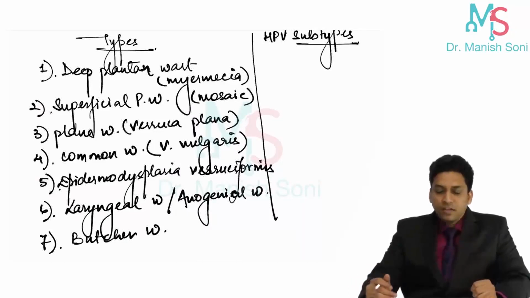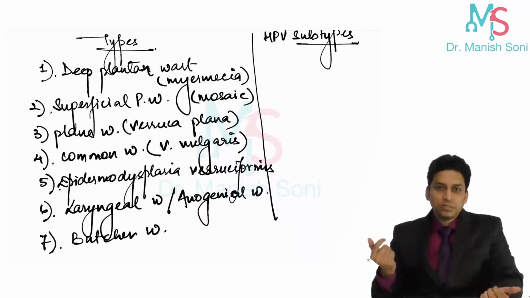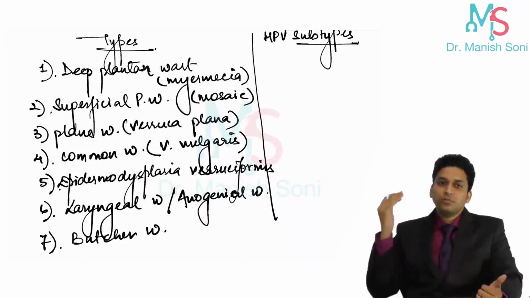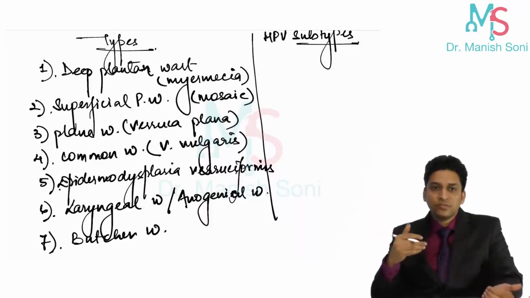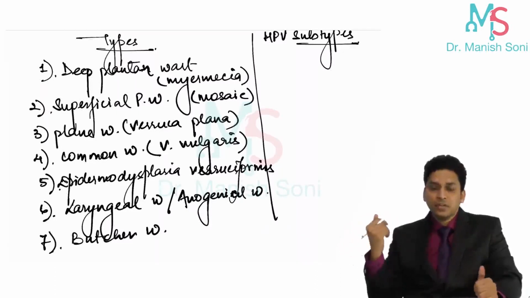Now these are different types of viral warts, and when you read the HPV subtypes causing them from the guides, you will find that there are so many HPV subtypes which cause these viral warts. To remember all these subtypes for each one of them is almost next to impossible, because you will find around 25 to 30 HPV subtypes for deep plantar, superficial plantar, plain wart, common wart. So I have made it very simple for all of you. If you cannot remember all the subtypes, at least remember a few important ones.